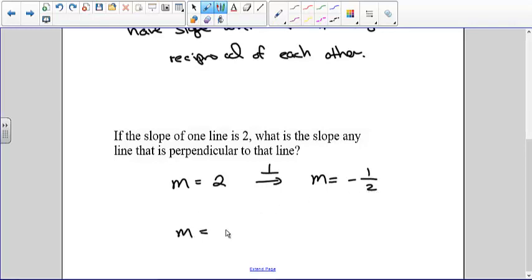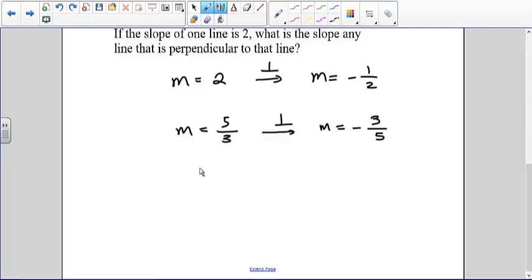So let's say the slope is 5/3. Then the slope of a line that's perpendicular to that will be equal to negative 3/5. So if you start with a fraction, you just flip the numerator and the denominator. If it's negative 3/4 is the slope, then the slope of a line perpendicular to that is going to be positive. Let's change the negative to a positive. Here we change the positive to a negative. And then you flip the numerator and the denominator.